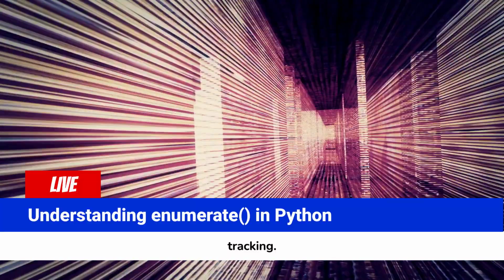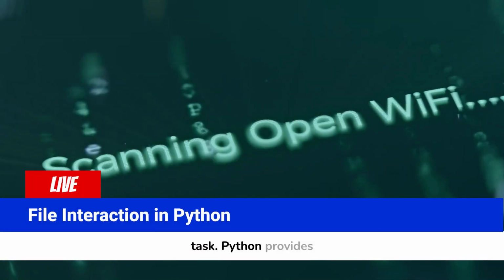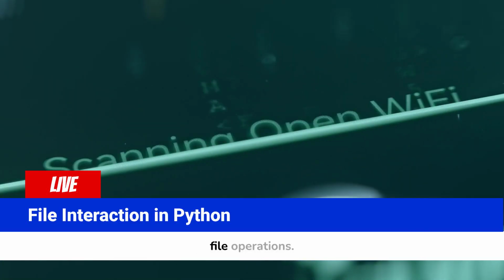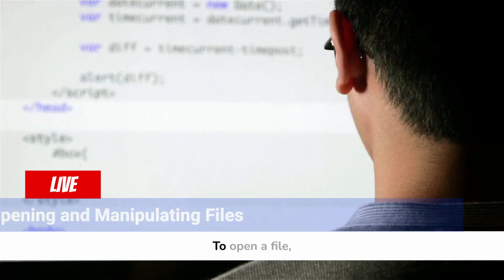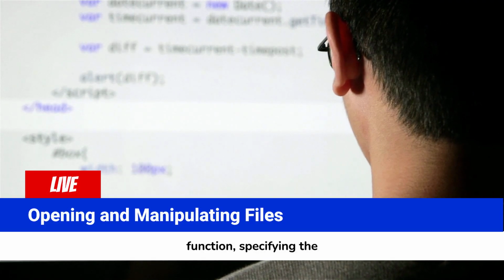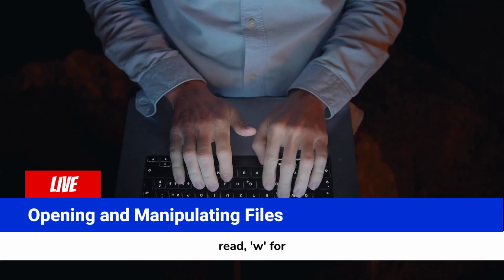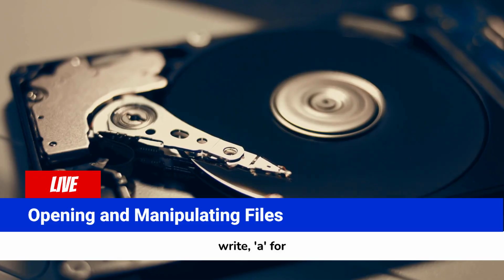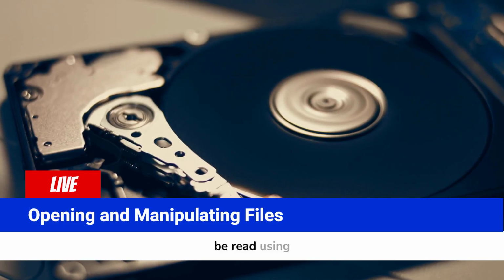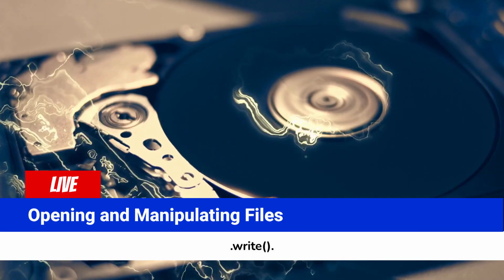Interacting with files is a common programming task. Python provides straightforward methods for file operations. To open a file, use the open function, specifying the file path and mode, e.g. 'r' for read, 'w' for write, 'a' for append. Content can then be read using .read or written using .write.